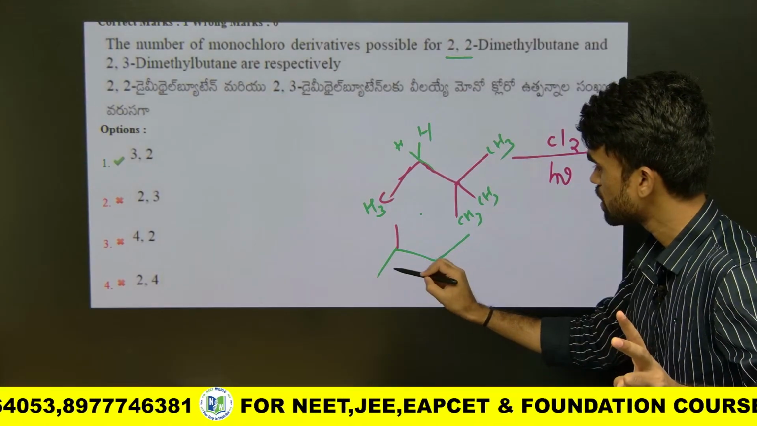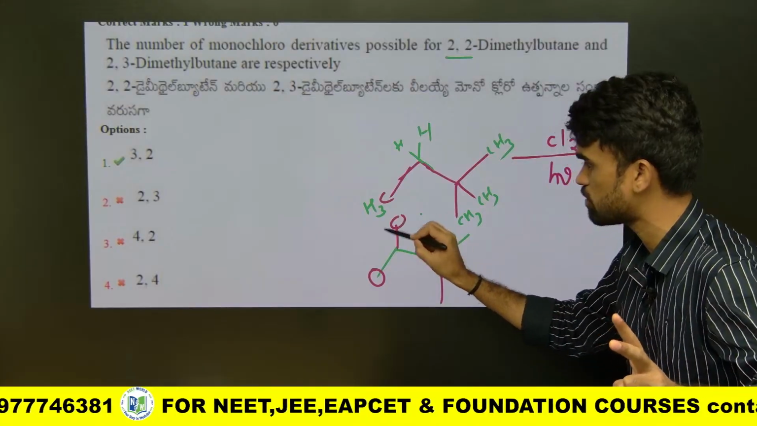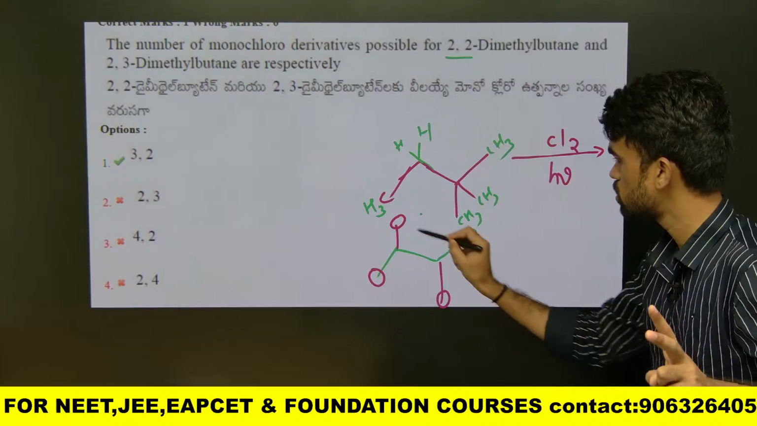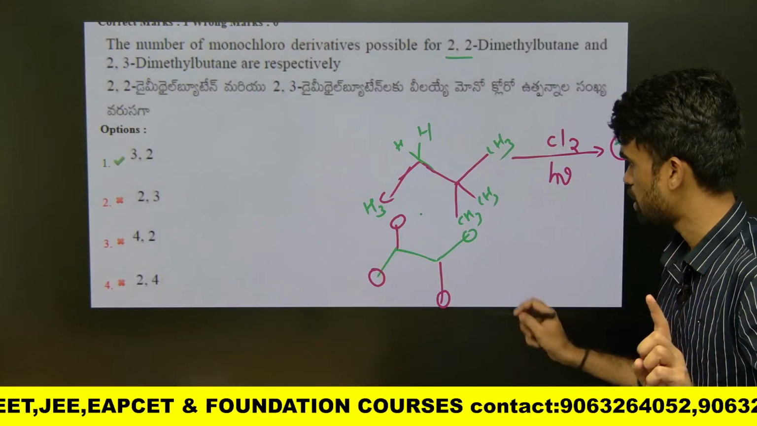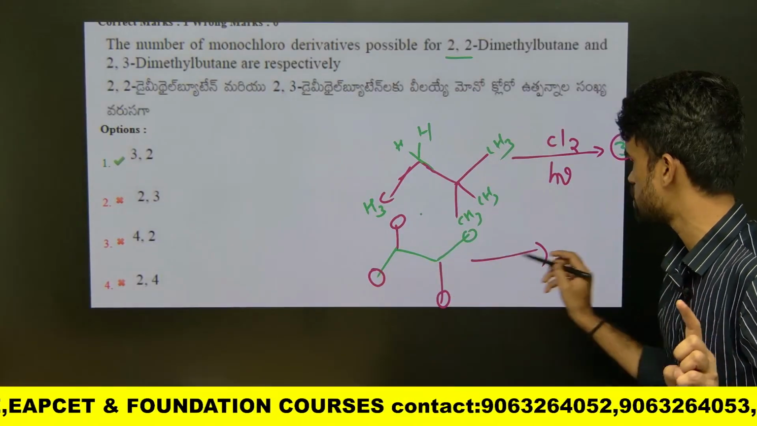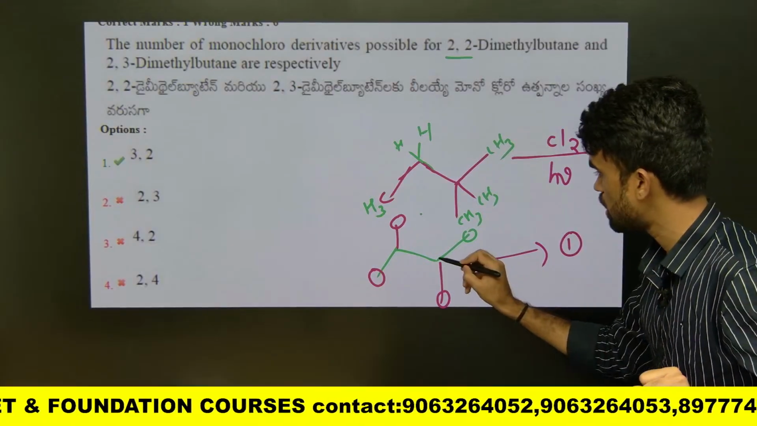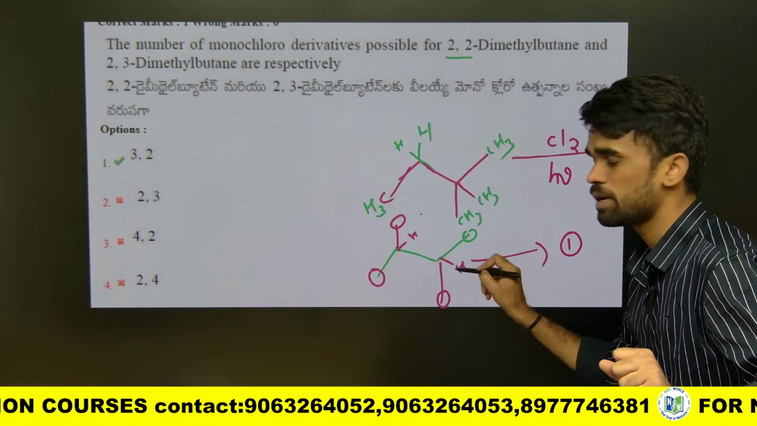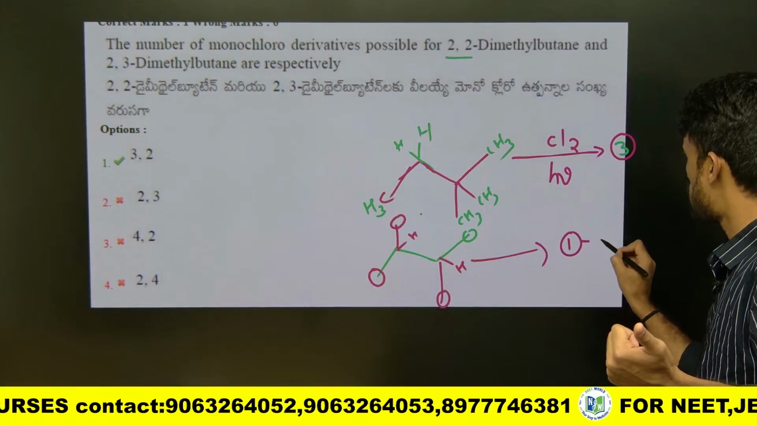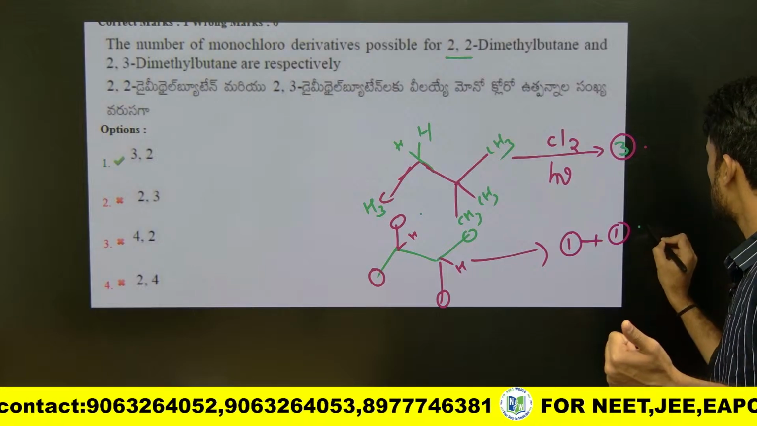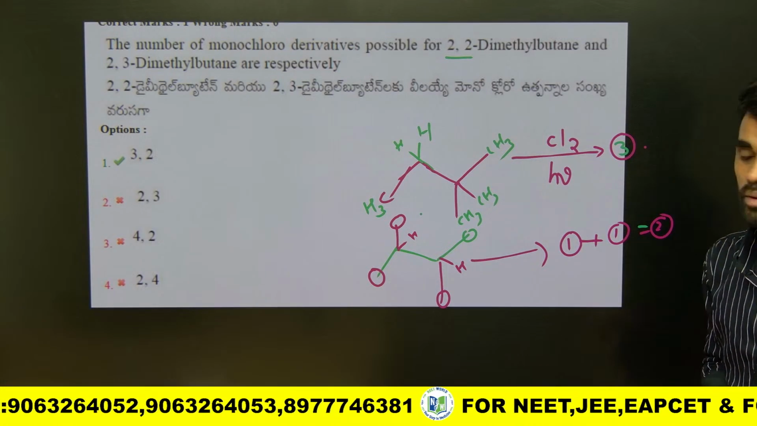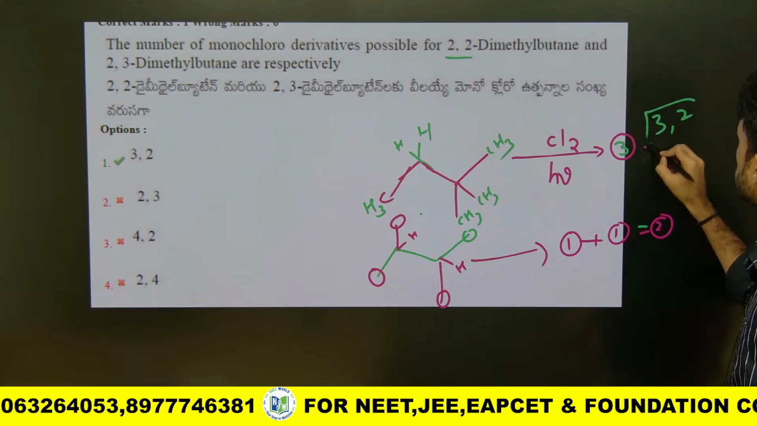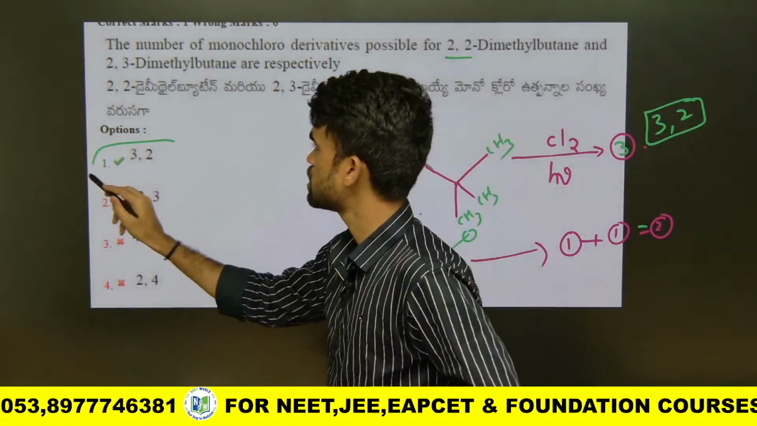And here, these 2 hydrogens are of the same type, and these 2 hydrogens are also the same, so all these 4 are of the same type. By replacing any of these hydrogens we get one kind of product. Here we have one hydrogen and here another hydrogen; by replacing either one we get one more type of product. So how many products are possible in the first case? It is 3. In the second case it is 2. So 3 comma 2 is the answer, that is option number 1.